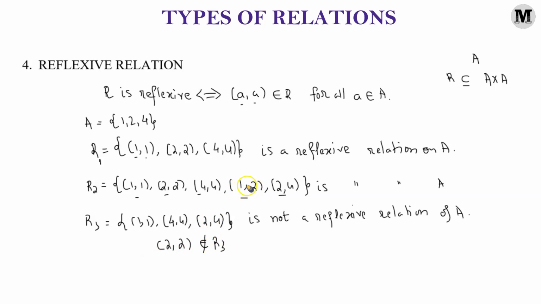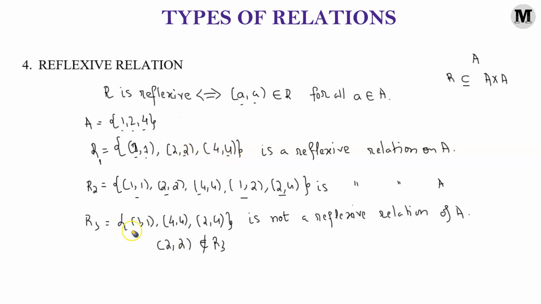That means if we pick up every element of the set A, 1, 2 and 4, its reflection must be present in that ordered pair. That means if we're taking 1, its reflection will be 1. We can think of it in those terms. If we're picking up 2, the reflection must be 2. If we're picking up 4, its reflection is 4.